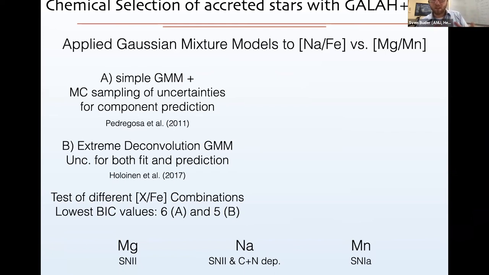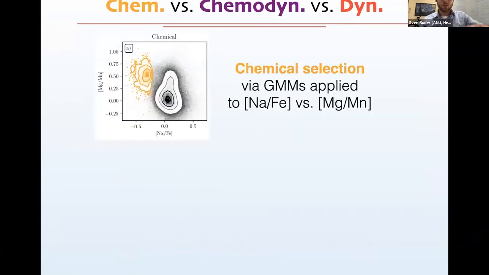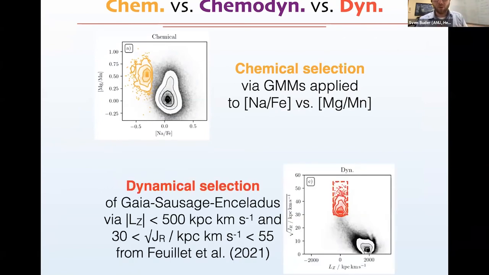And we typically need 5 to 6 components to fit the right-hand plot that I'm showing here. And the orange stars are the ones that are actually part of the accreted signature in chemical space. So this is our chemical selection. Now, what I want to do is compare this with a dynamical selection.